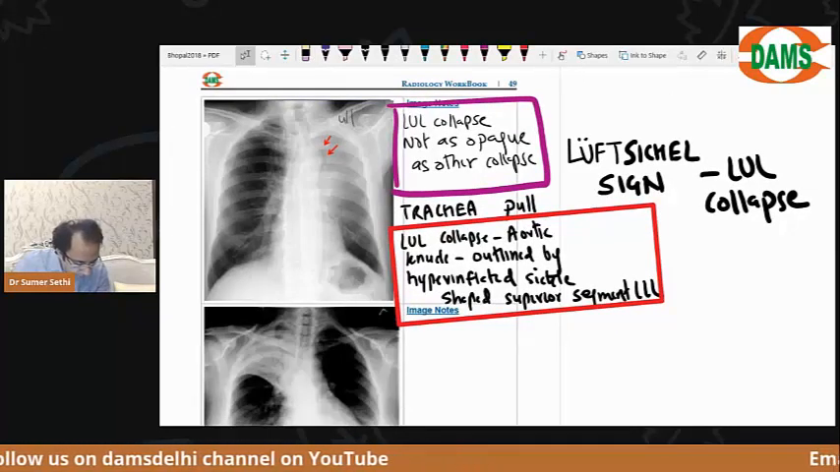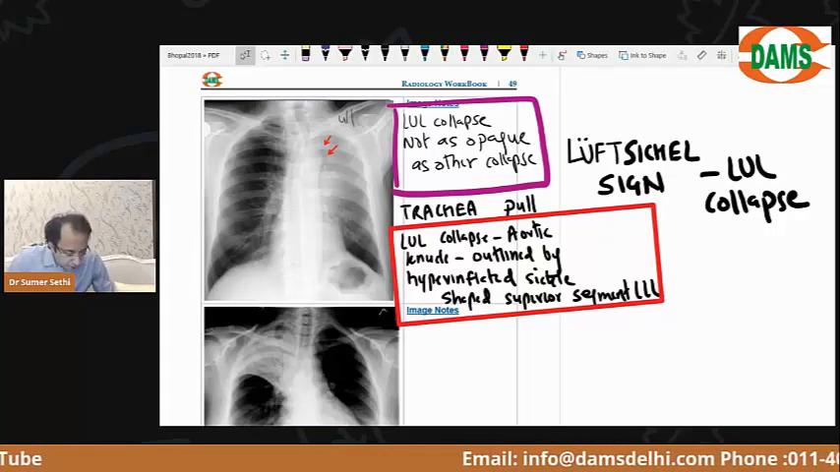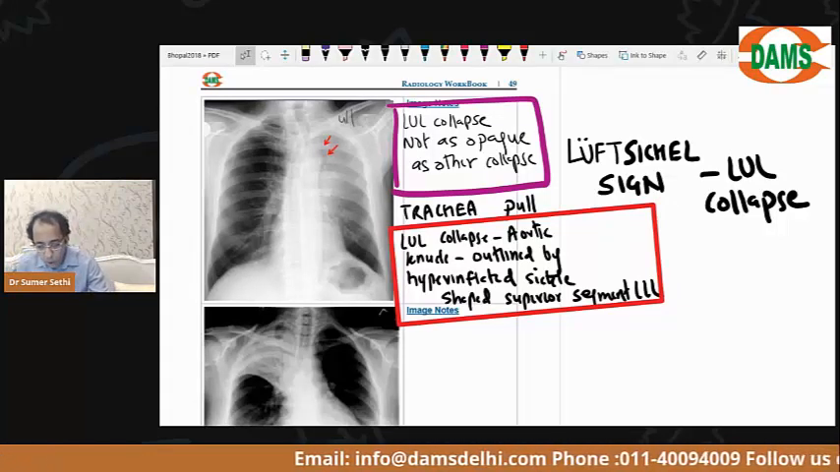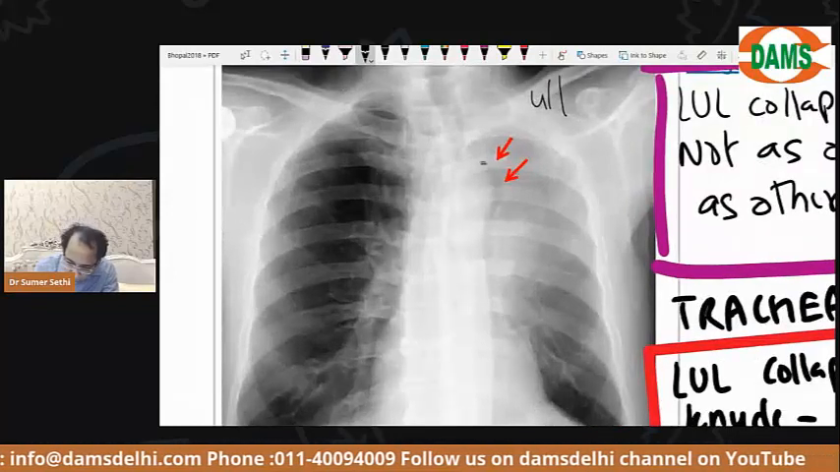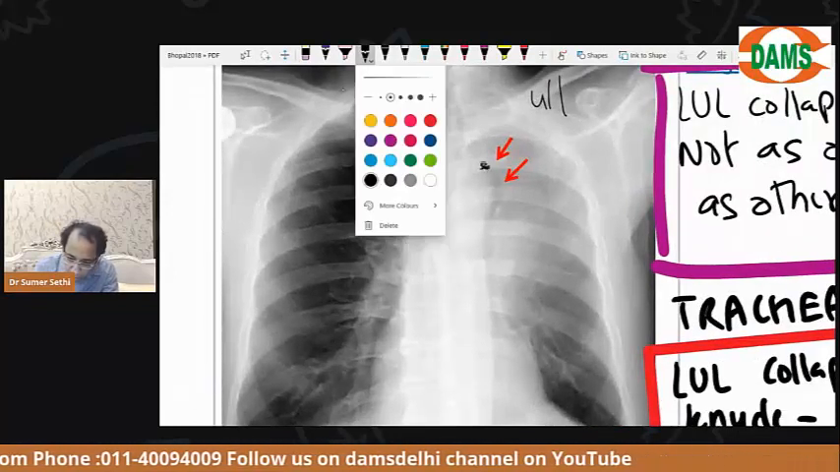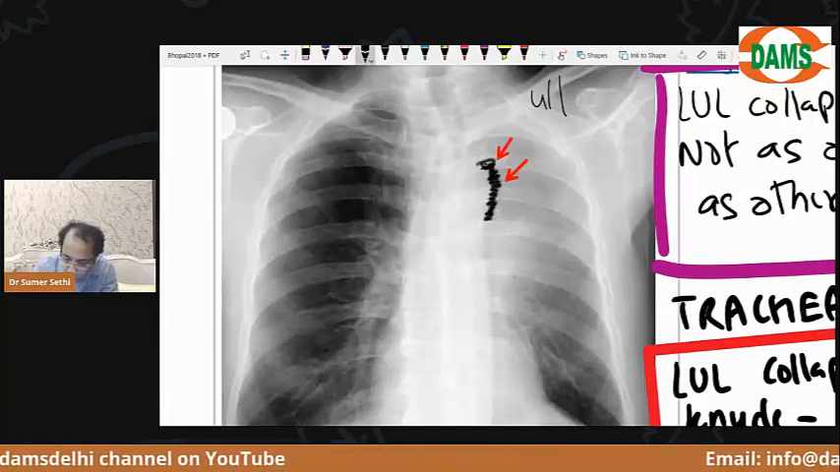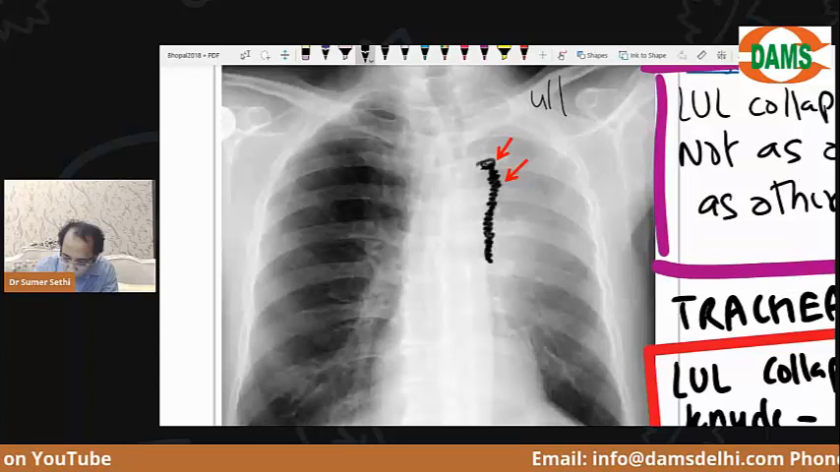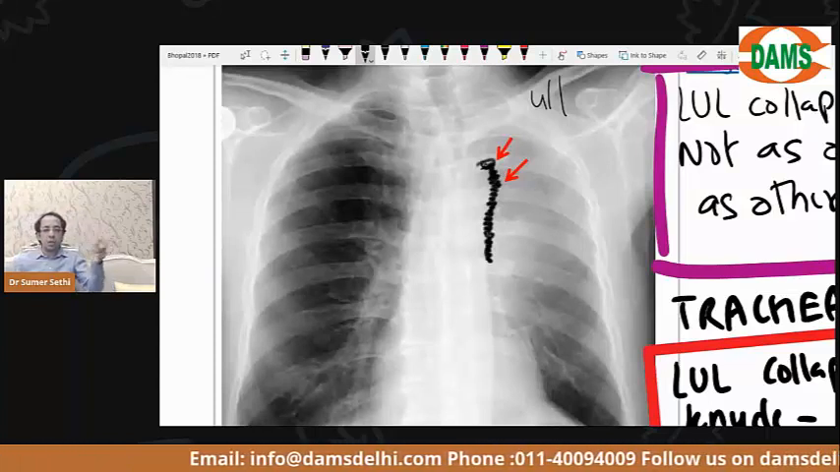Are you clear? Sichel means sickle, sickle shaped. Along the aorta, I will try to outline it for you. This sickle shaped air-filled lobe that you can see is actually the lower lobe which has been pulled upwards. Because it is shaped like a sickle, we call it Sichel, Luft-Sichel.